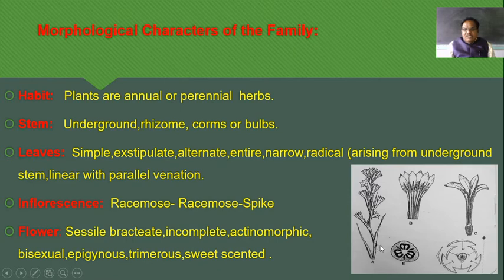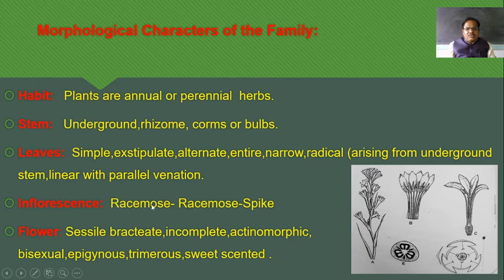What is the meaning of this sheathing leaf base? Near the leaf base there is a broad petiole-like structure which covers 75% of the stem, which is known as the sheathing leaf base. And at the leaf base, or near the sheathing leaf base, hairs are present. Then one more thing, the inflorescence is racemose, which is the main type of inflorescence.